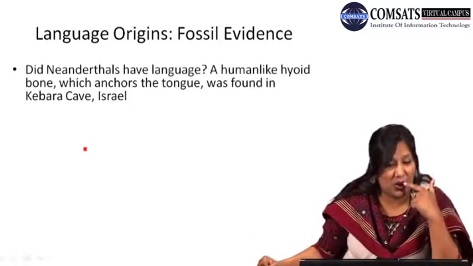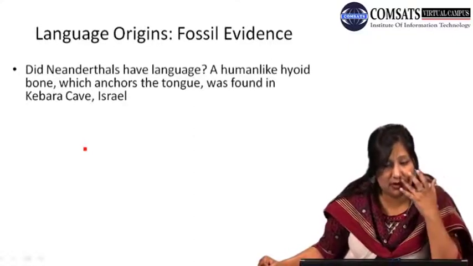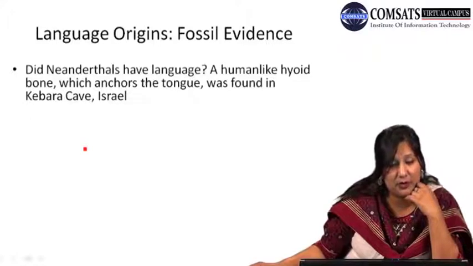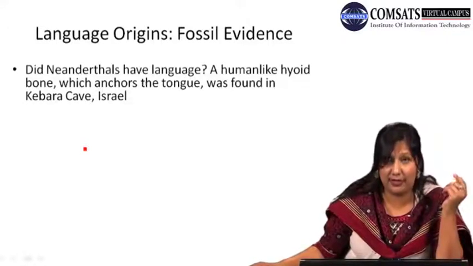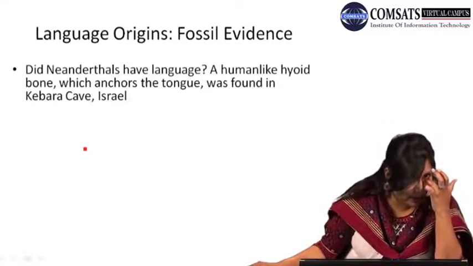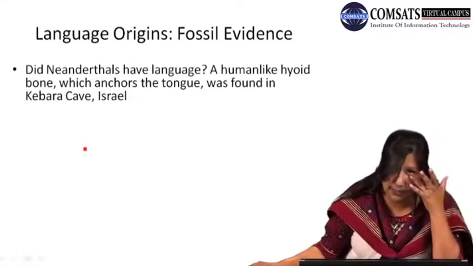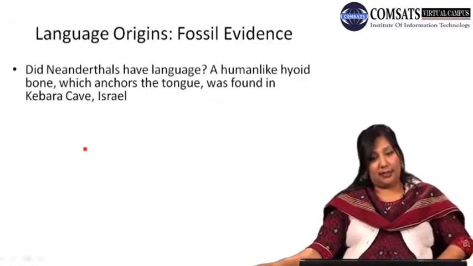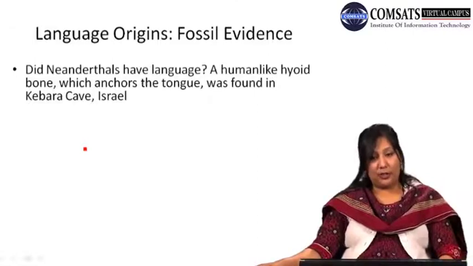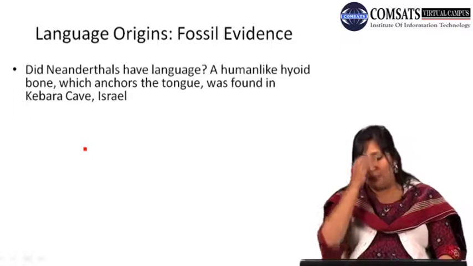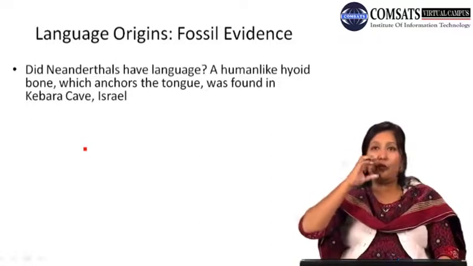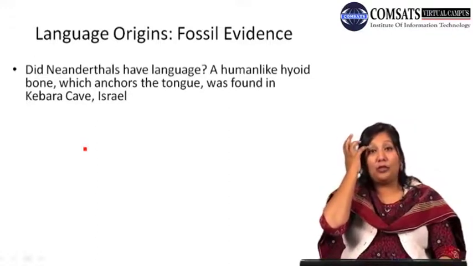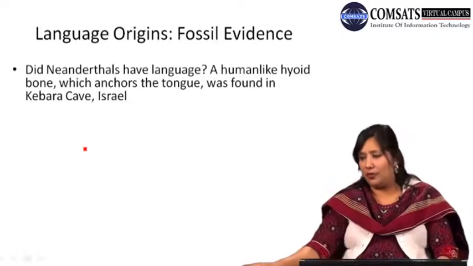Did Neanderthals have languages? A human-like hyoid bone, which anchors the tongue, was found in the Kebara cave, Israel. They are actually looking at the fossils, trying to analyze whether there was a system for language, whether human beings had the capability of speaking, and whether they had the brain that controls our language system. What were the things?